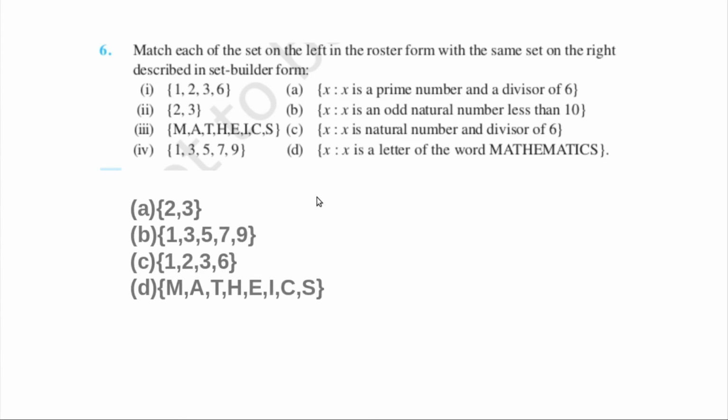First of all we can take the first set, which is set of all x, x is a prime number and it is a divisor of 6. First of all, 2 is a prime number. Also it's a factor of 6. 3 is a prime number, also it is a factor of 6. So the answer is set 2, 3.